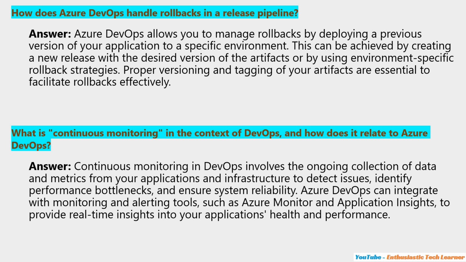What is continuous monitoring in the context of DevOps and how does it relate to Azure DevOps? Answer: continuous monitoring in DevOps involves the ongoing collection of data and metrics from your applications and infrastructure to detect issues, identify performance bottlenecks, and ensure system reliability.